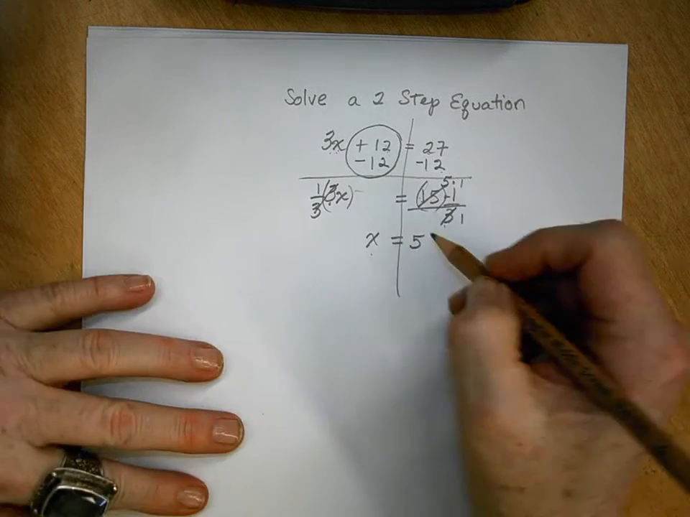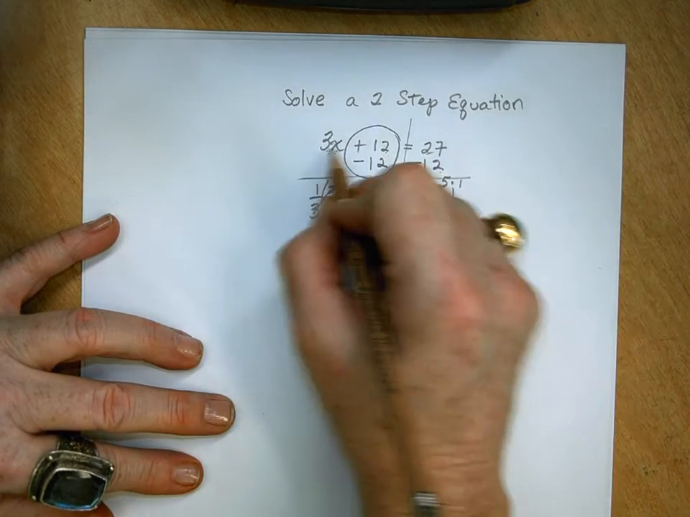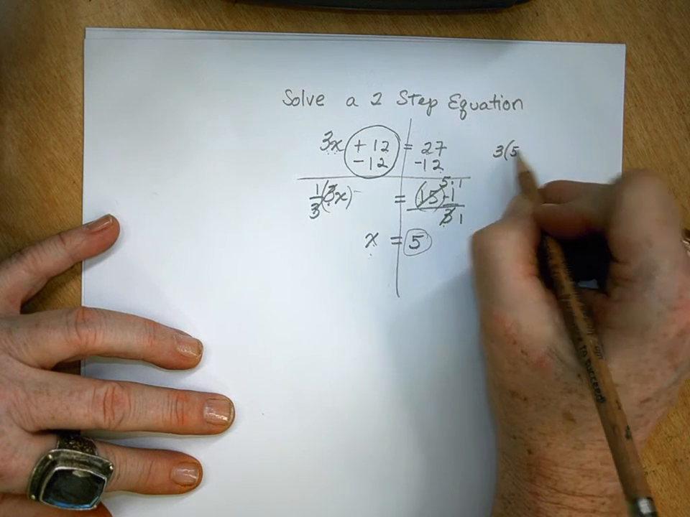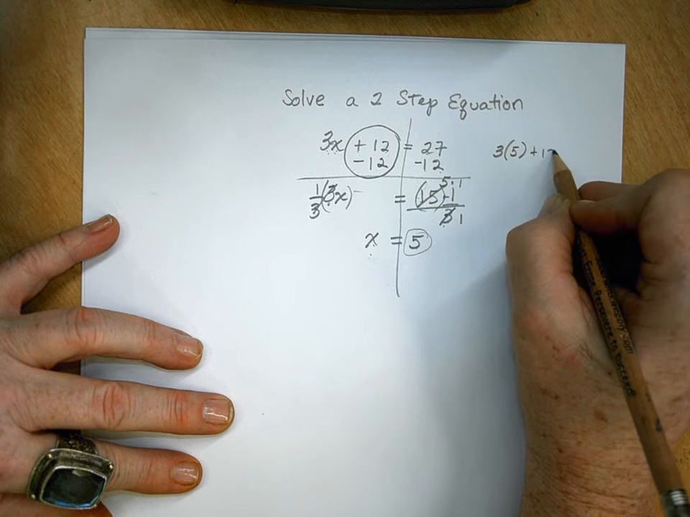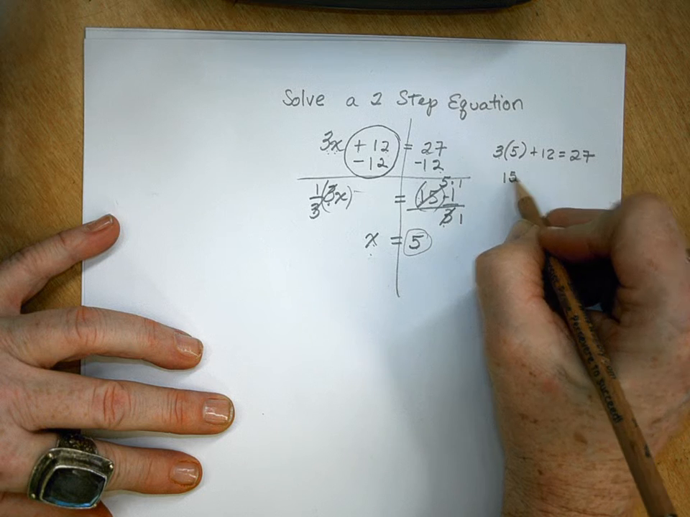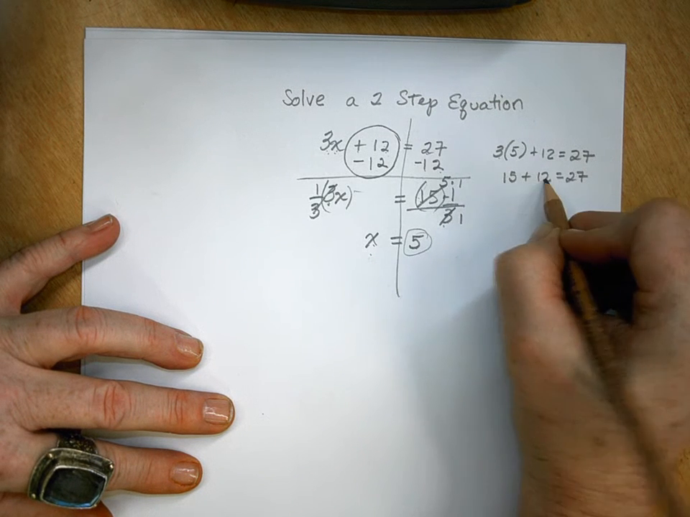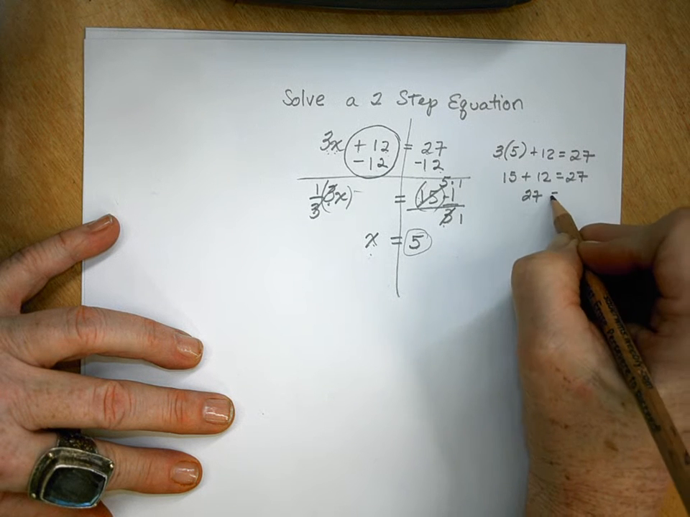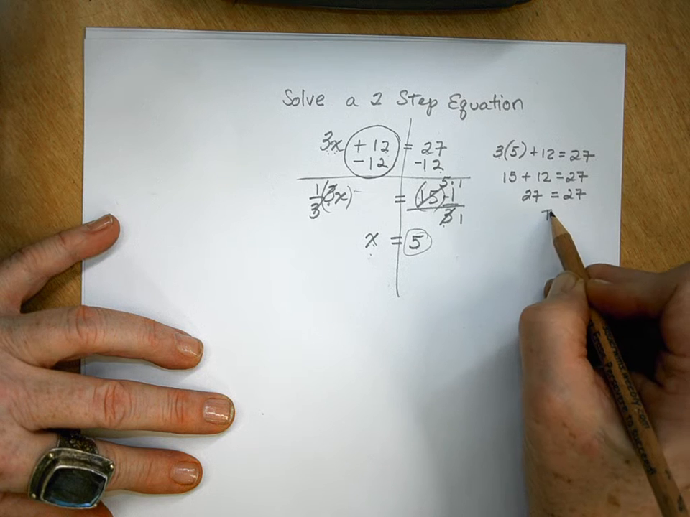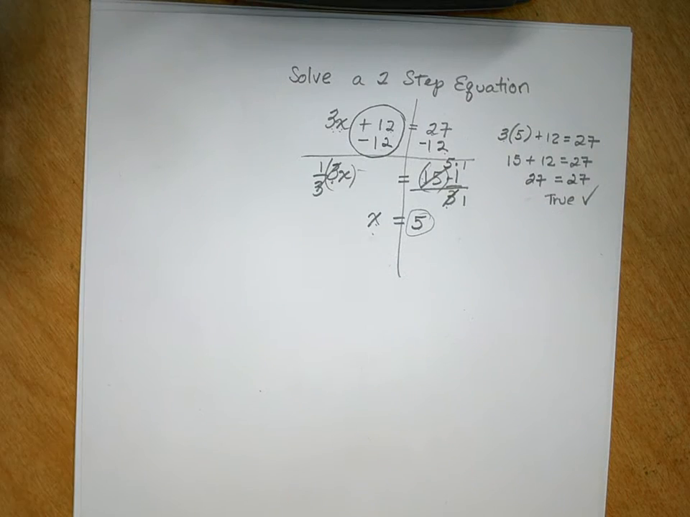To check to see if I'm right, I'm going to replace x with my solution. So I write my original equation again. I have 3 times x. I believe x is 5, so I'm going to try it out. Plus 12 equals 27. 3 times 5 is 15. Plus 12 equals 27. 15 and 12 is 27, equals 27. I ask myself, is that true? If it is, then it checks. That's how I solve a two-step equation.